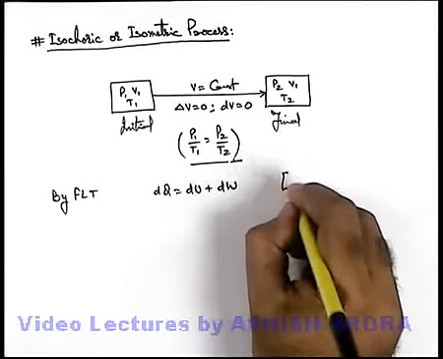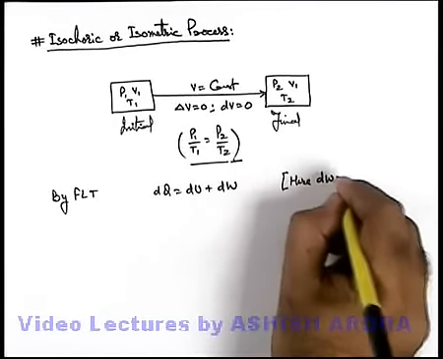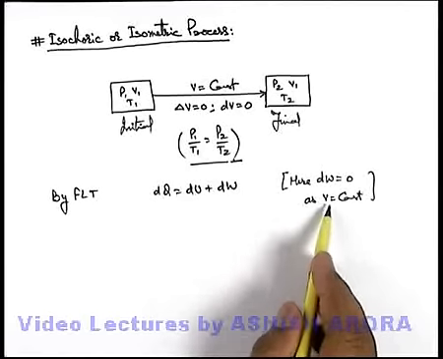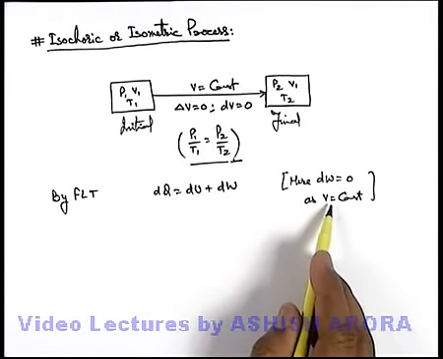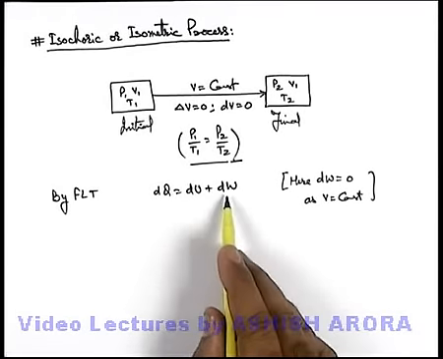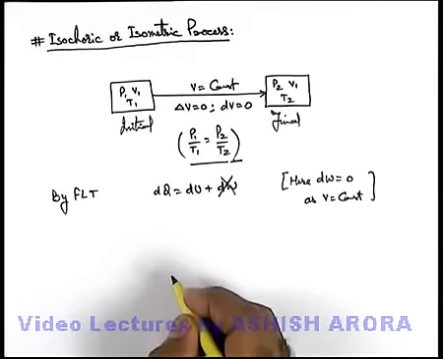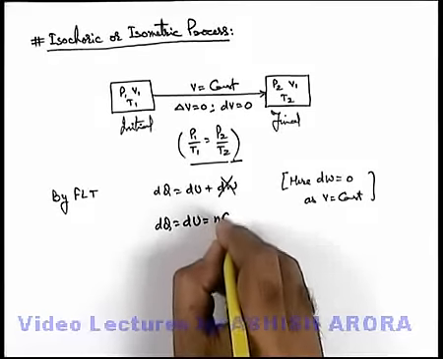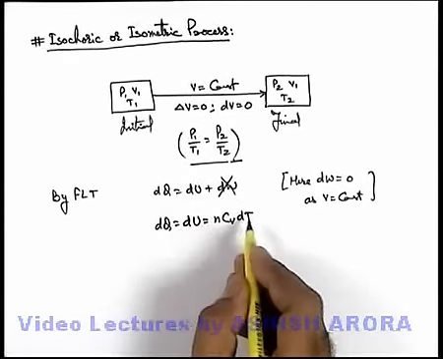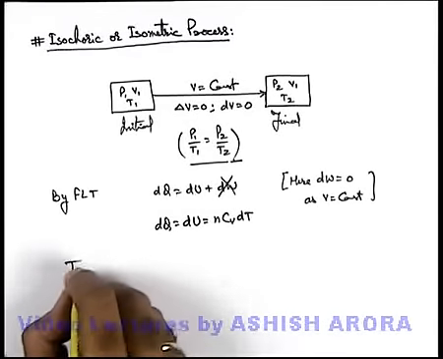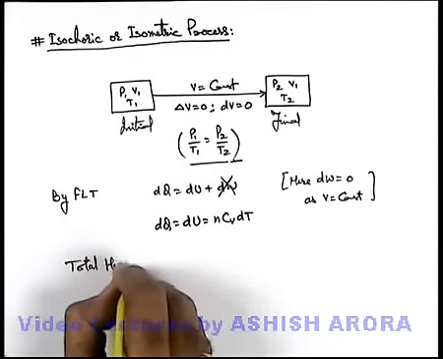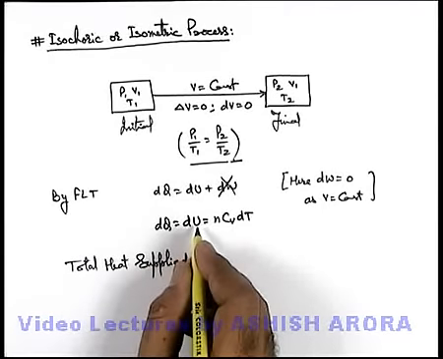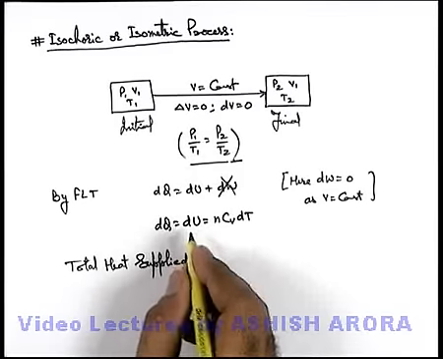But here we can state dw is equal to 0 as volume is constant. If volume is constant, neither compression nor expansion takes place. So work done by gas will be 0. So the term of work will vanish. So here dq is equal to du, which can be written as nCv dT, as internal energy is nCvT. So we can simply write the total heat supplied, which is used in raising the temperature of gas or in increasing internal energy.